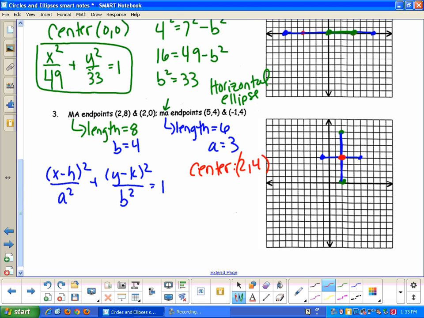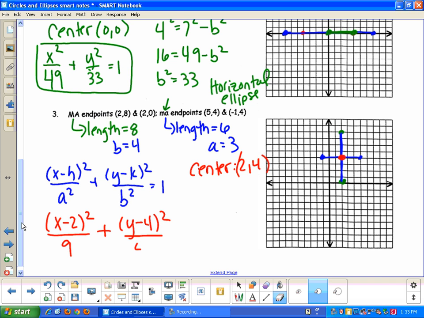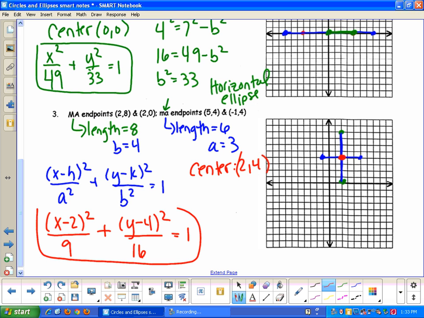And then I can just write my equation. So I have x minus 2 squared over a squared, so a is 3 and 3 squared is 9, plus y minus 4 squared over b, which is 4, and 4 squared gives me 16. And all of that is equal to 1. So that would be my equation.